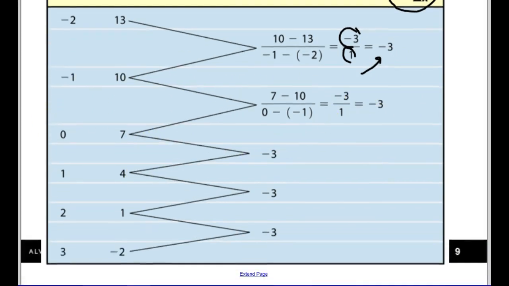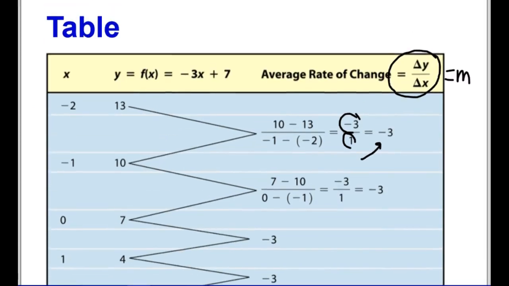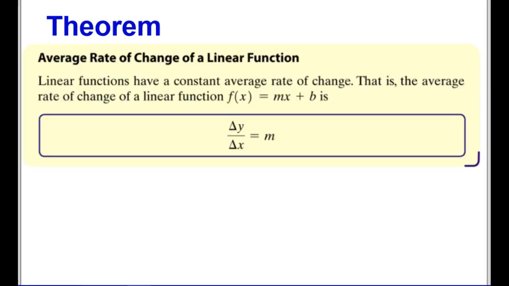So since my average rate of change is the same for all of them, then I know that yes, this is a linear function. That's how we can use average rate of change to help us determine if we're looking at a linear function or just any other kind of function.